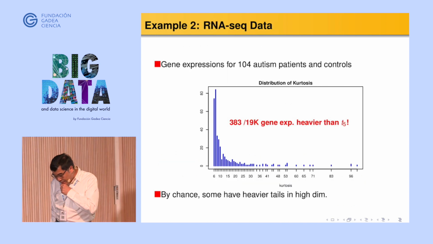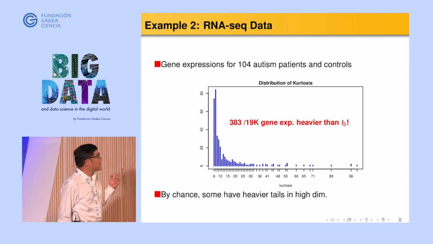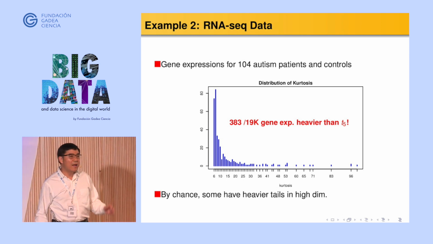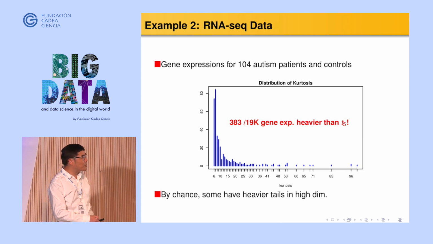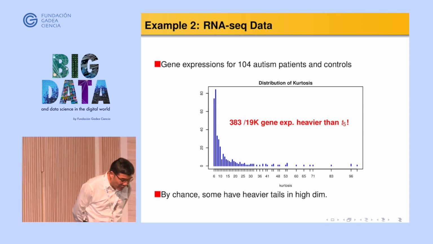So the second example is RNA sequence data. In this case, I have 104 autism patients and controls. And after pre-processing and so on, you have 19,000 after you do a log transform.